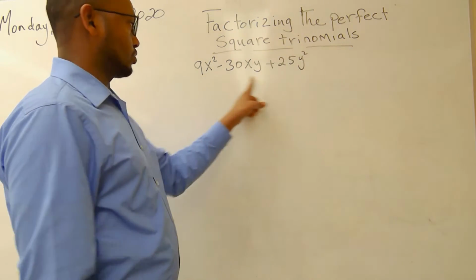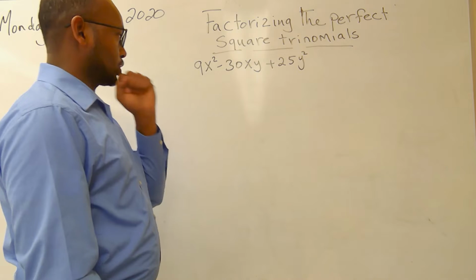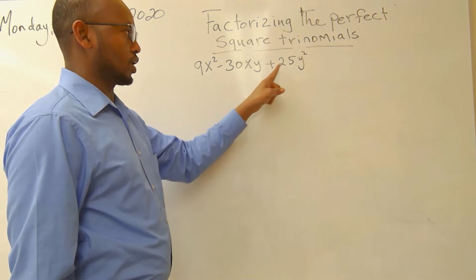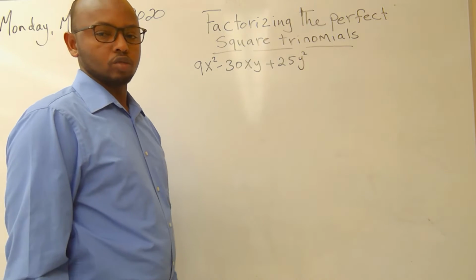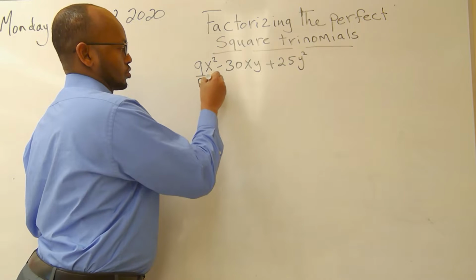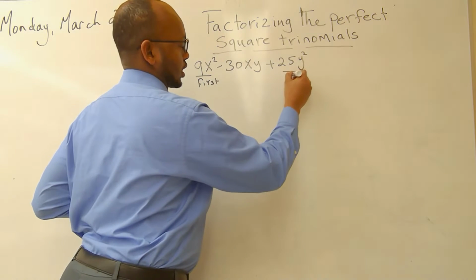And factorizing the perfect square trinomial. So how to do? We have this example. We wanted to factorize 9x squared minus 30xy plus 25y squared. So we look at the first term. This is called the first term, and this is called the last term.